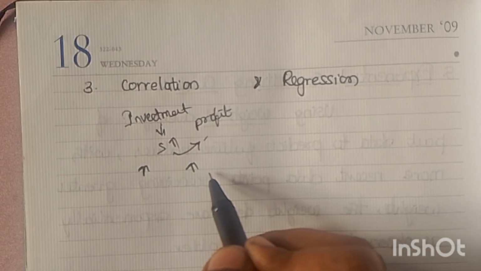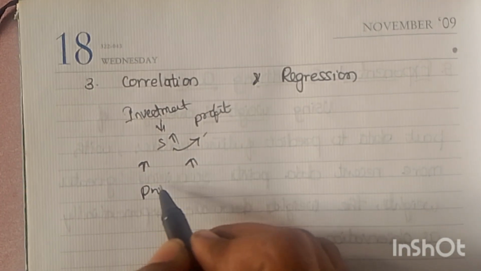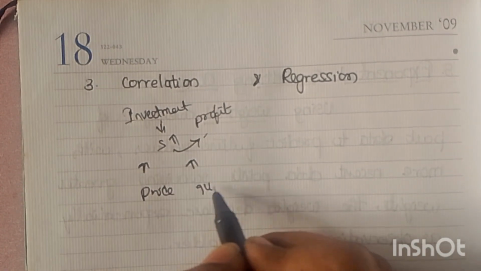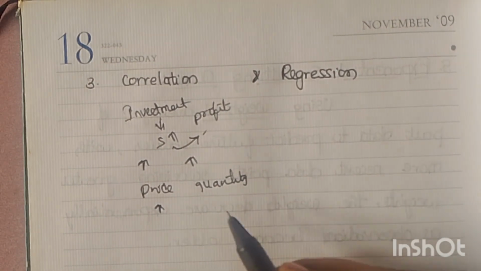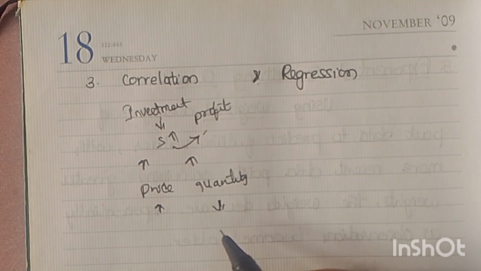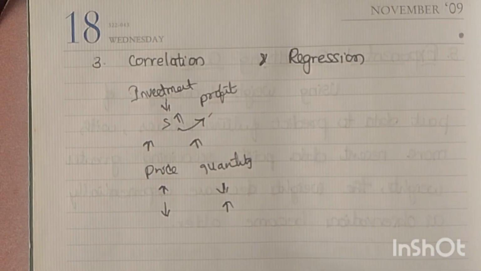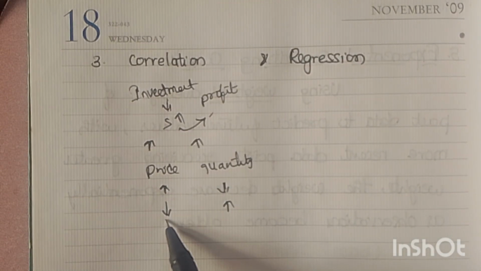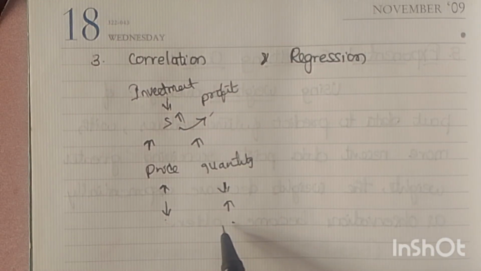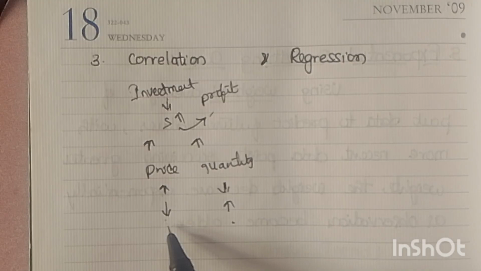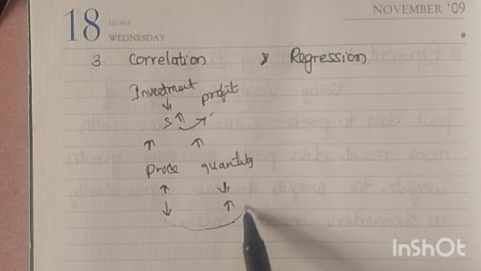Now let us take another example. Suppose price and quantity. If we increase the price of the product, the quantity of the product decreases. If we decrease the price of the product, the quantity of the product increases. So here one variable increases, the other variable decreases. So there is a relation between the variables, an impact of one variable on the other variable. This is called a negative relationship, that is, a negative correlation.